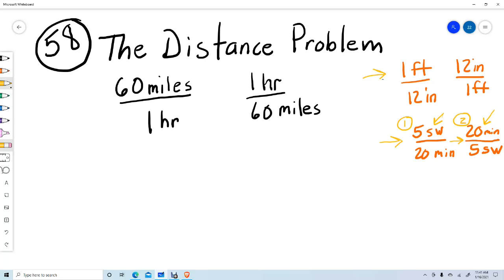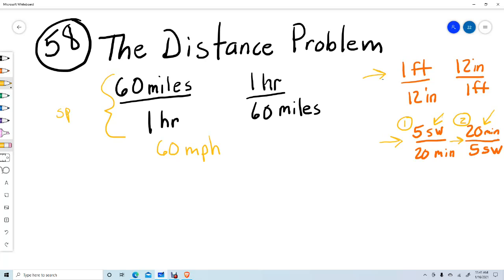The ratio right here, 60 miles per hour, is very familiar to all of us. Every one of us knows this particular type of ratio. We typically would say something like 60 mph, 60 miles per hour. That's just another way of stating 60 miles over 1 hour. It's just stating that ratio in a different way. Same thing. So this is something we're all familiar with, and this particular ratio has a name.